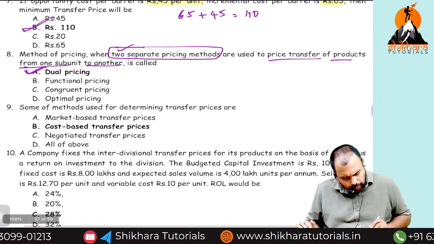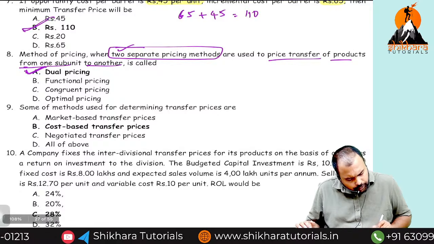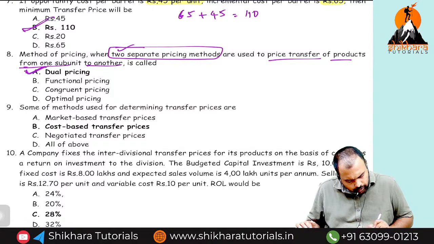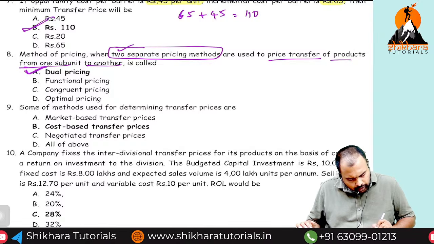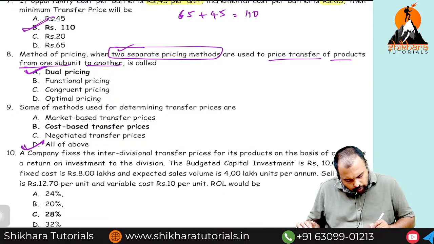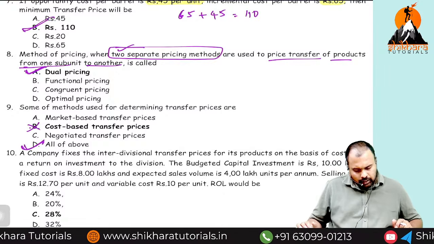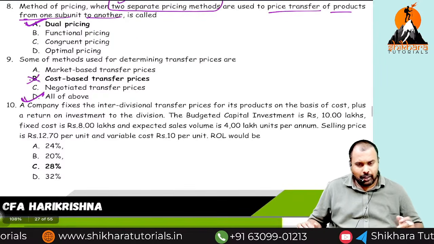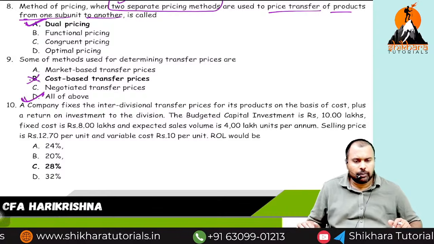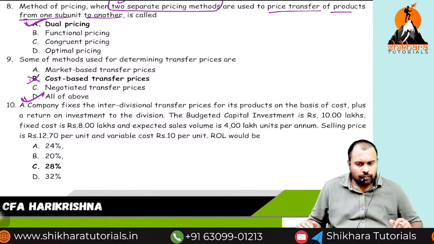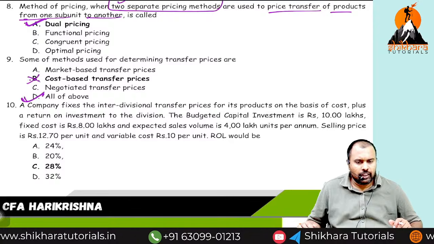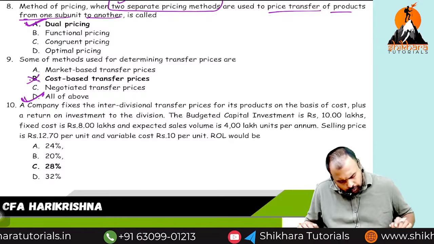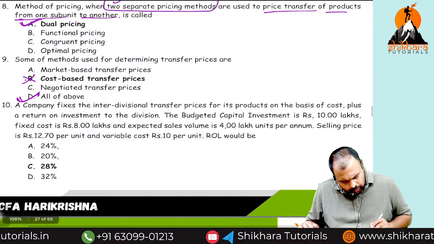Okay. Some of the methods used for determining transfer price are market based transfer prices, cost based transfer prices, and negotiated transfer prices. The answer has to be all of the above, not just the cost based transfer prices. Clear? Because we can have market based, we can have cost based, and we can have negotiation between two divisions. So if there are two divisions, division A and division B, based on the negotiations also we can fix the transfer price when the market prices are not available. So all the four are correct only. Next.